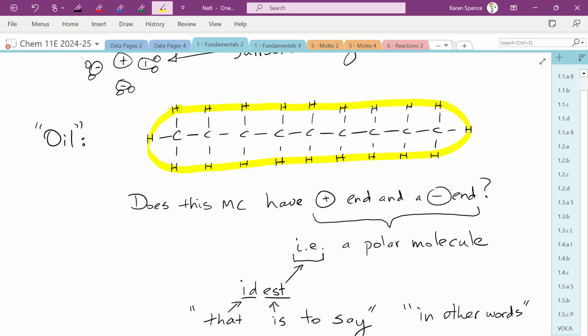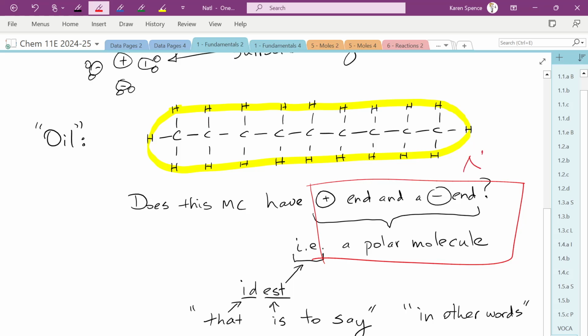So we can look at it from that perspective right now. Does it have a positive end and a negative end? Is it a polar molecule? The answer is no.